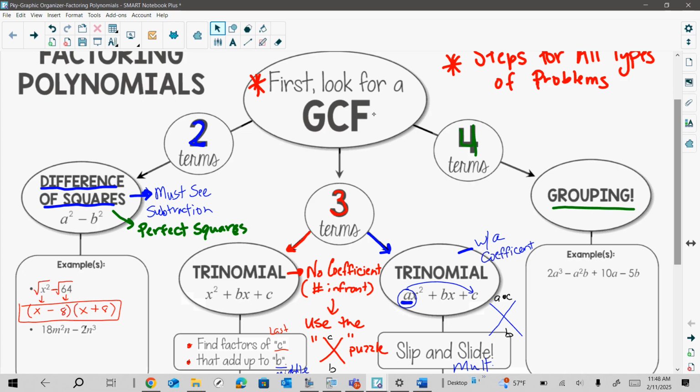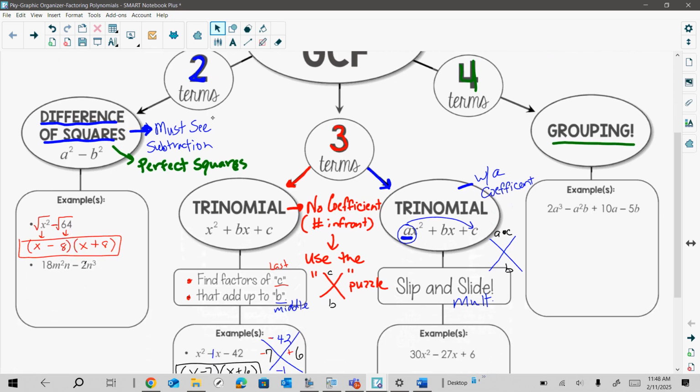You always first look for a GCF. Then you have to look at your number of terms. Do you have 2, 3, or 4? If you have 2 terms, you want to see if you have a difference of squares. So you must see subtraction, and you need to see a perfect square.